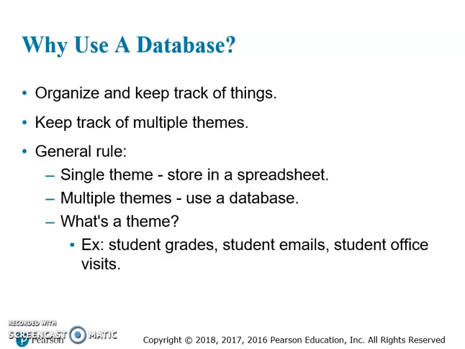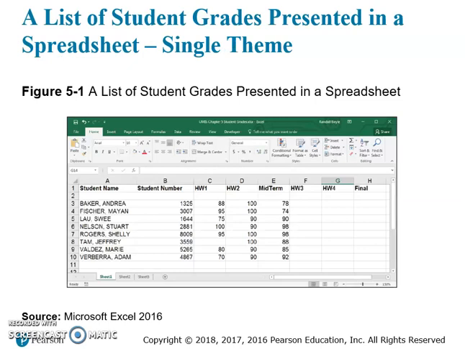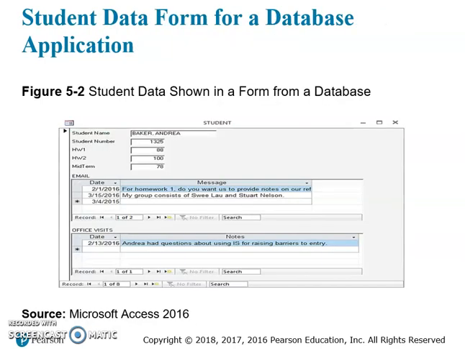But what's a theme? Well, a single theme would be, for example, student grades. Look at this example. We have their name, student number, homework assignments, and the grade they got for each. Perfect. We don't need anything else added to this. This is what we would need just for their grades. But if we wanted to throw other layers onto this, maybe we want to reference emails or office visits, we need to have a database to link everything together.